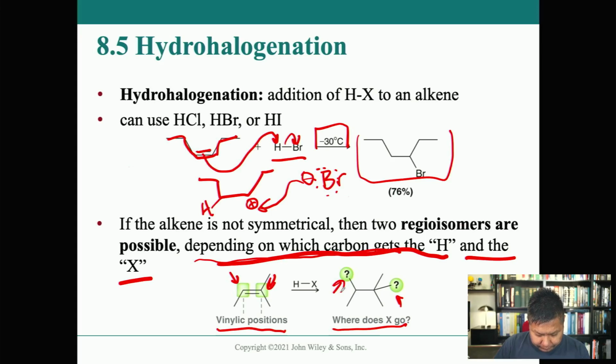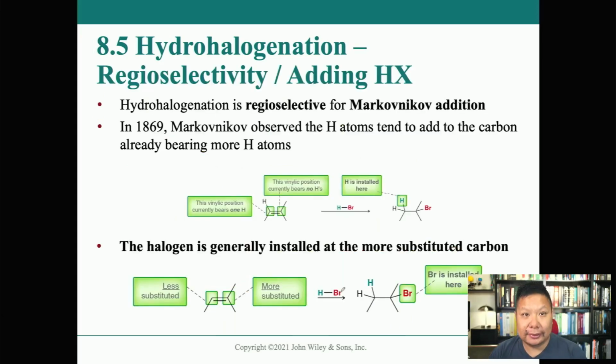Which we will see in the next slide. So this is going to be the introduction to Markovnikov, and he's a famous guy. We'll talk a little bit about him in a second. But hydrohalogenation is regioselective for what we call a Markovnikov addition. In 1869, Markovnikov observed the hydrogen atom tends to add to the carbon bearing the more hydrogen atoms.